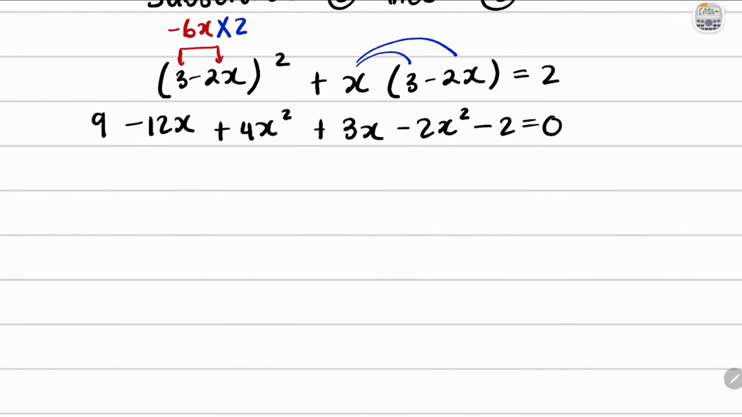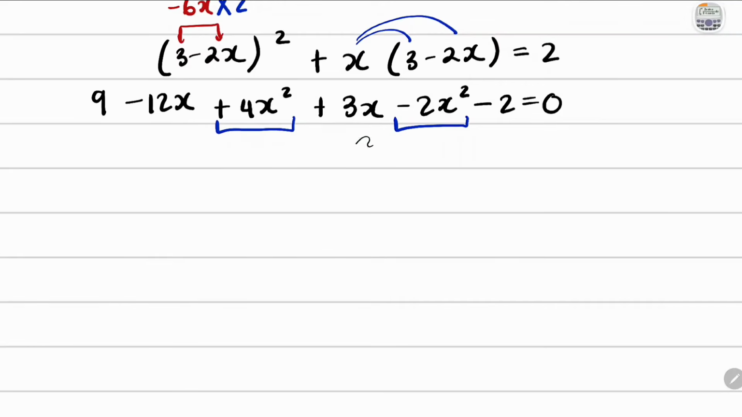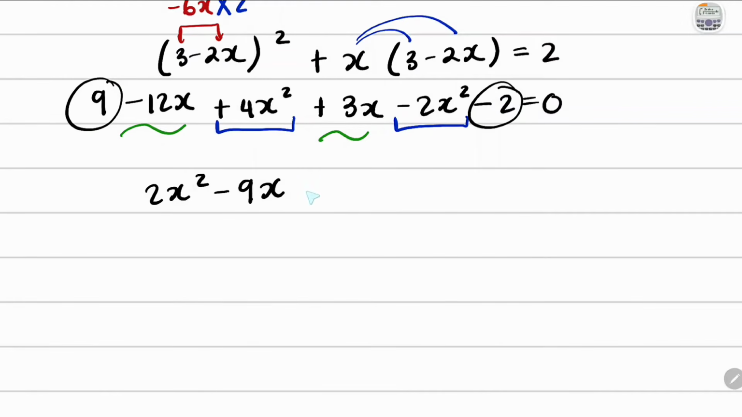And let's go ahead and simplify. We're going to start with the x squareds because it's better to put them in the order of the exponents. So that's going to be 2x squared. And then the things with x. We have a negative 12x and a 3x. That's like saying positive 3 minus 12, which gives you negative 9x. And then lastly, the numbers. We have a positive 9 minus 2, and that gives you positive 7 is equal to 0.